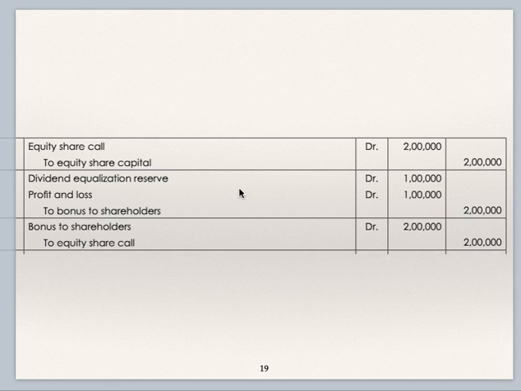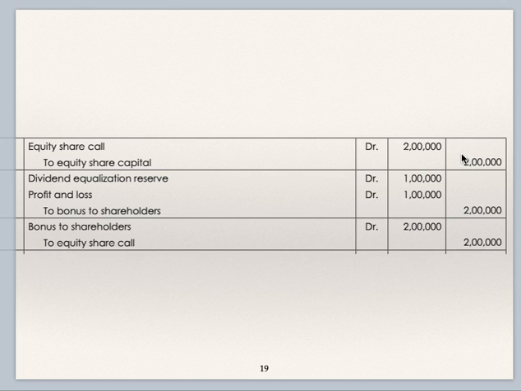Number of shares are 1 lakh. 4 lakhs they have paid. So 2 lakh worth they will get as bonus. 2 lakh divided by 1 lakh, 2 rupees per share they will get as bonus. Now this entry is for bonus to partly paid shares. Equity share call to equity share capital. Call money due on 1 lakh shares at 2.